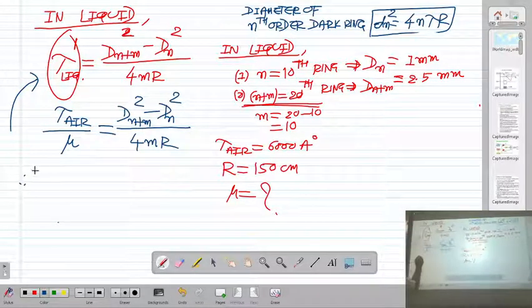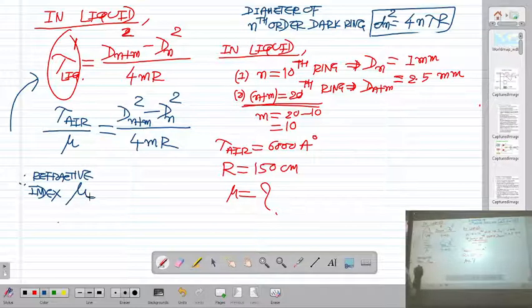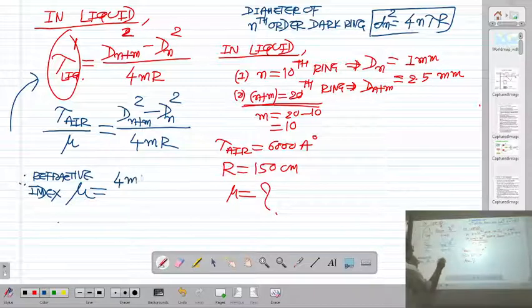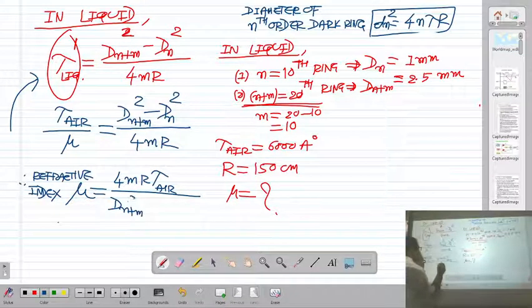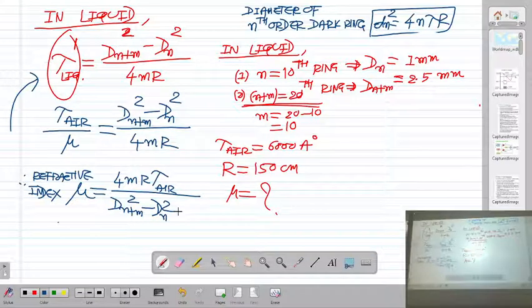Therefore, the refractive index of the liquid, mu, is equal to 4 m r lambda divided by capital D(n+m) square minus D(n) square. Right? So from this equation, the refractive index mu of the liquid is 4 m r into the wavelength of light lambda in air upon capital D(n+m) square minus D(n) square.